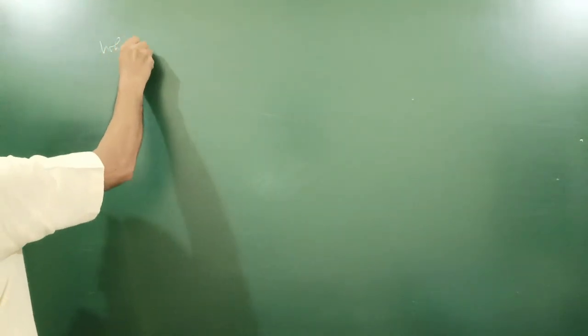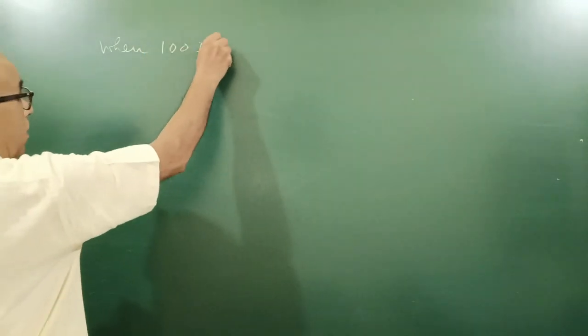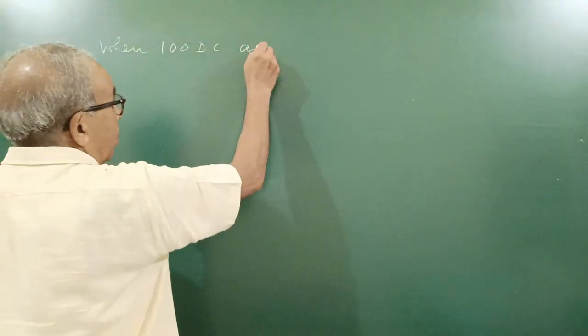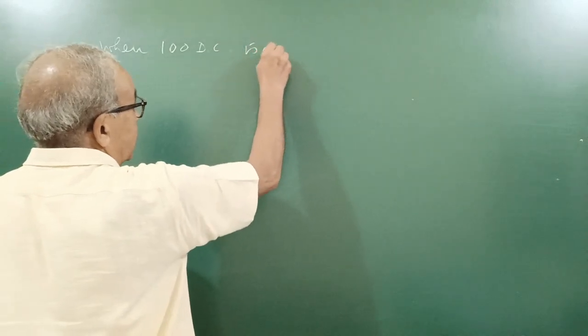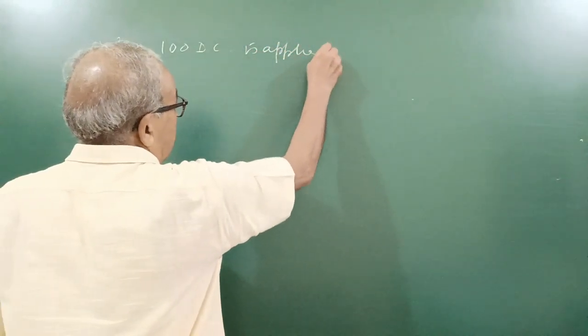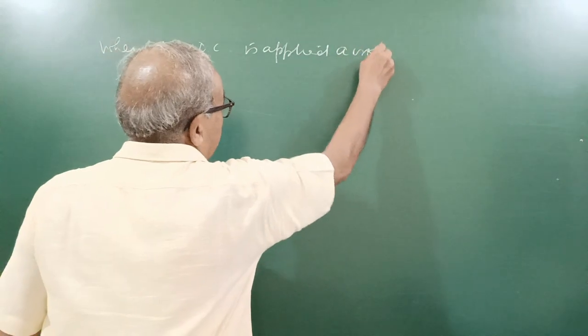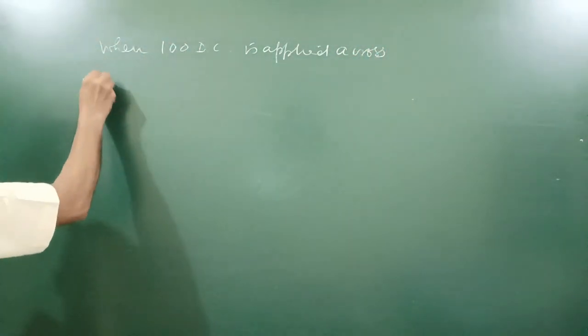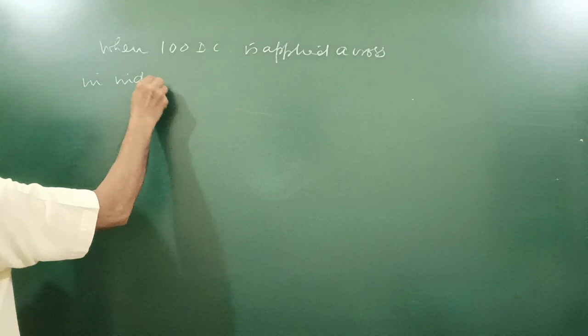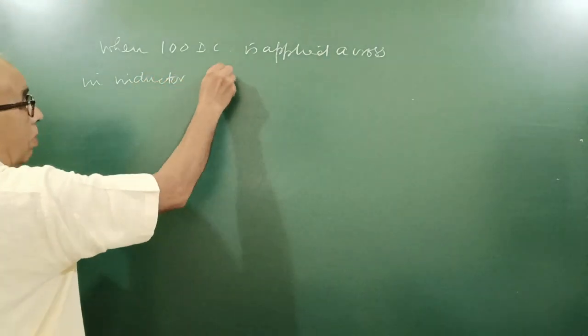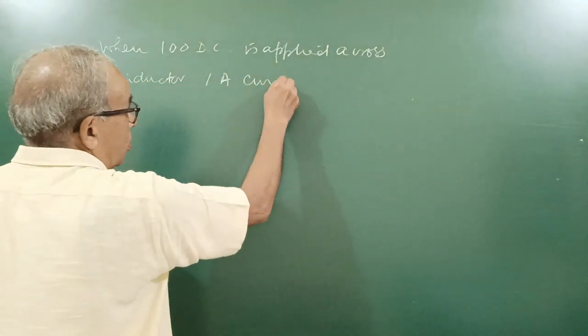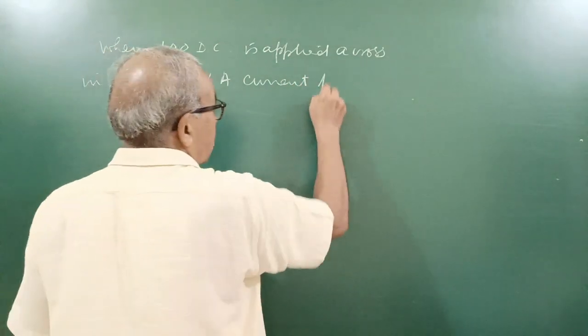I may solve a question here because there is time. When 100 volt DC is applied across an inductor, 1 ampere current flows.